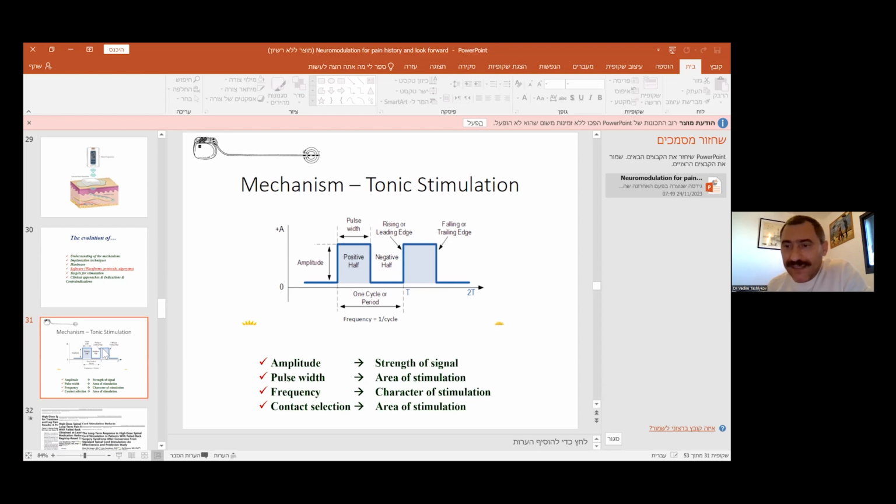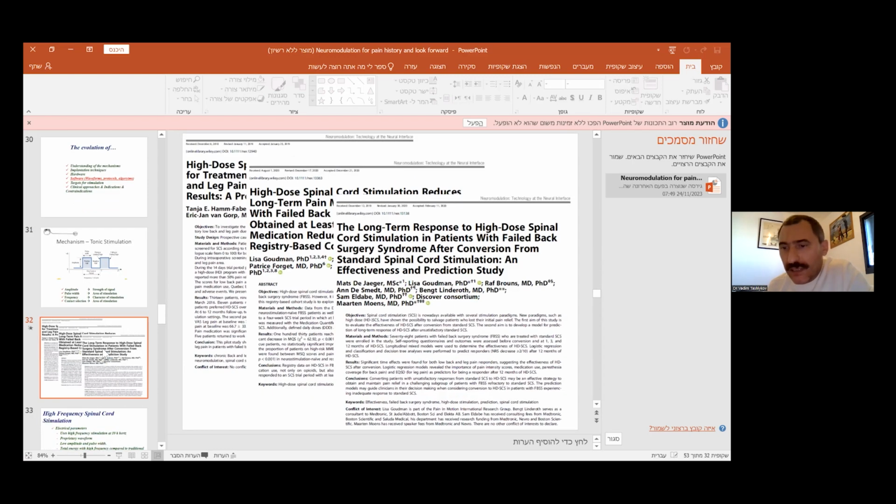So the first idea here was to increase the pulse width and increase the frequency to make maximal coverage by the electricity. It was named high dose stimulation, and from the beginning it showed very high effectiveness of this kind of stimulation for different pathologies, first of all for failed back surgery syndrome.